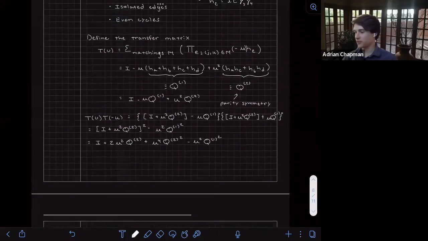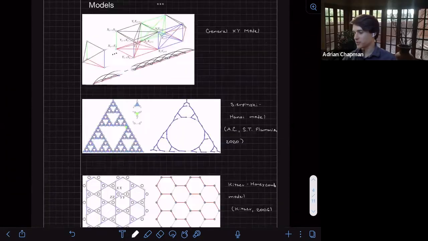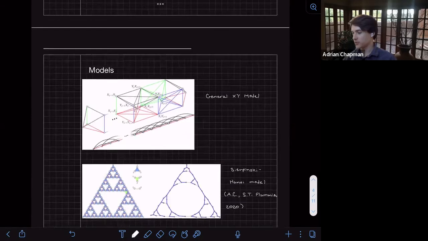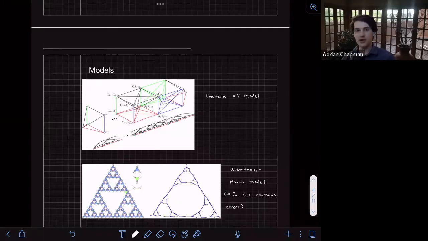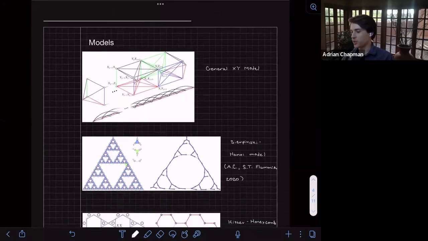I haven't worked this out explicitly, but what I can probably say is, let's go back to the general XY model. This is probably a fairly easy model to find all the matchings for, even though there may be exponentially many matchings, because as soon as I say take matchings which consist of half of the edges of the graph, there's a lot of those. But there are again cycles here.